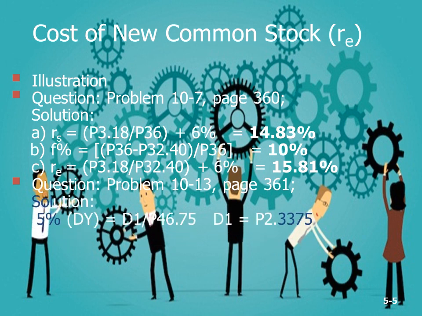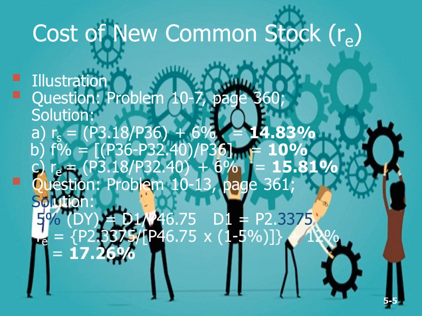So solution: dividend yield of 5% is equal to D1, the expected dividend, over 46.75. Computing for D1, you get 2.3375. And then the variables are now complete. So to get the cost of new common stock, it's 2.3375 divided by 46.75 times (1 minus 5%, or 0.95), then plus 12%, you get 17.26%.